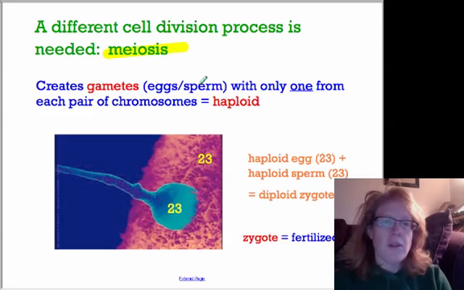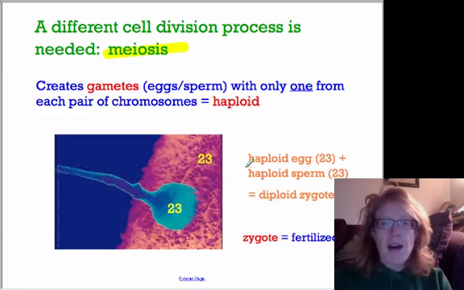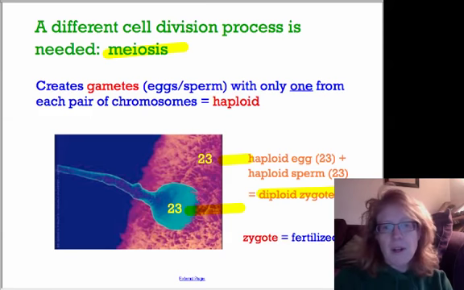Those gametes only have one chromosome from each pair. When you only have one chromosome from each pair, we call that haploid, like half, where each pair only has one representative. In this case, fertilization works, because if we have a haploid egg that has 23 chromosomes and a haploid sperm that has 23 chromosomes, you end up with a zygote, which is a fertilized egg that is diploid again, and it has that original number of chromosomes.